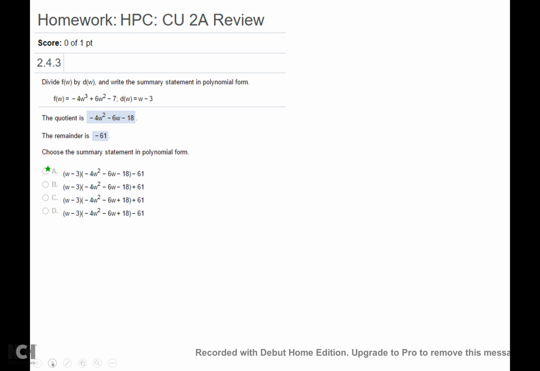Divide f of w by d of w and write the summary statement in polynomial form. F of w, those are our robbers: -4w cubed plus 6w squared minus 7, divided by w minus 3. Okay, if we do long division, we could actually do synthetic here if we wanted to, because I'm dividing by a binomial with leading coefficient 1.